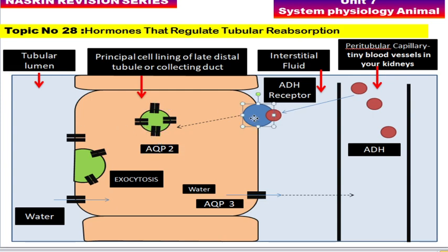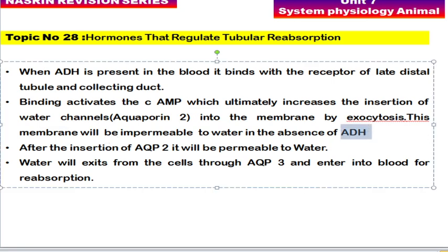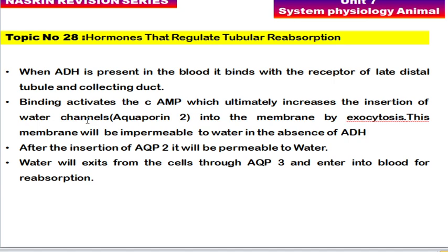Once the vasopressin hormone has been fixed to its receptor, it will cause the water channel to merge with the plasma membrane by the process of exocytosis. The membrane is otherwise impermeable to water. Only in the presence of ADH will this membrane be permeable, allowing water to move from the kidney tubule to the blood. Without ADH, it is impermeable to water. Once aquaporin 2 is inserted, it becomes permeable to water.